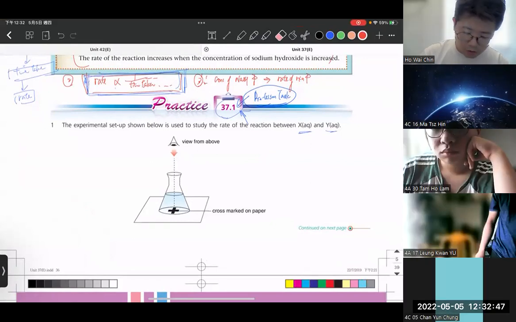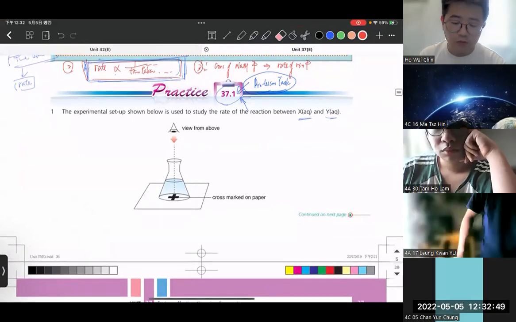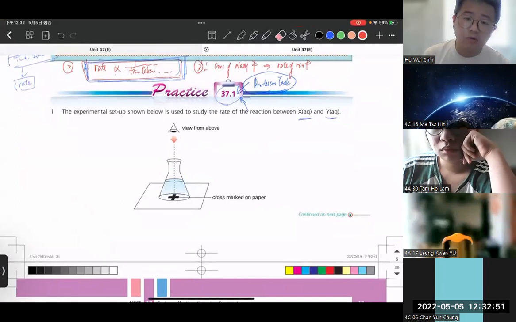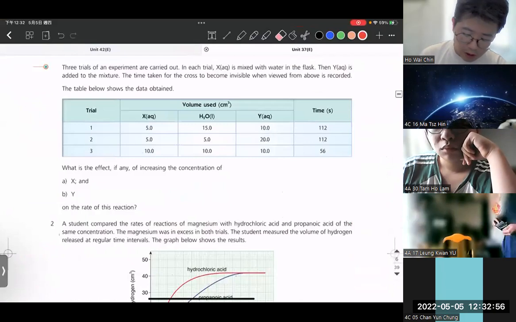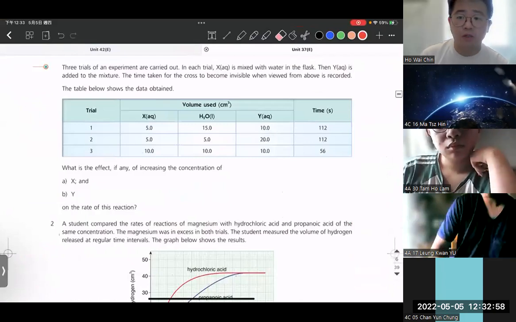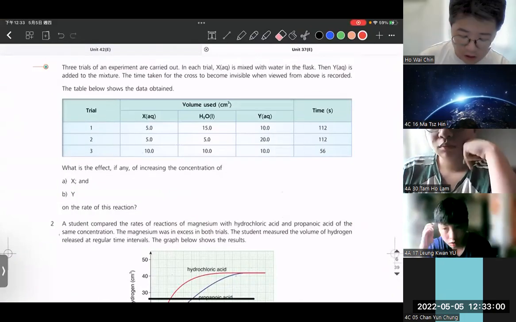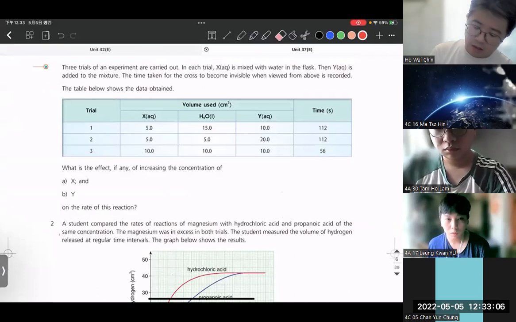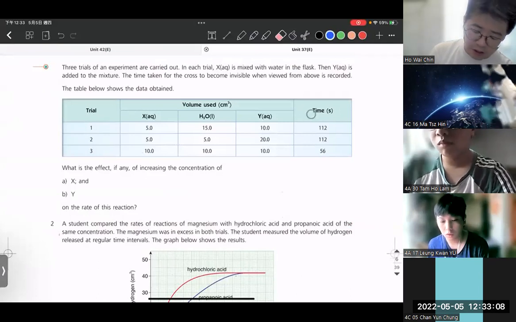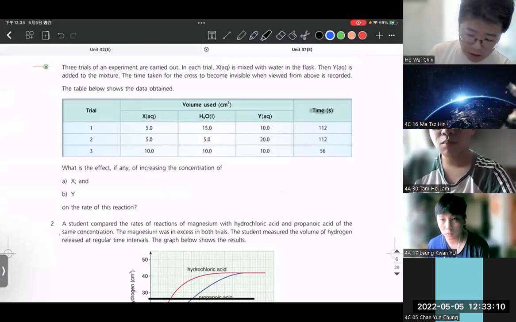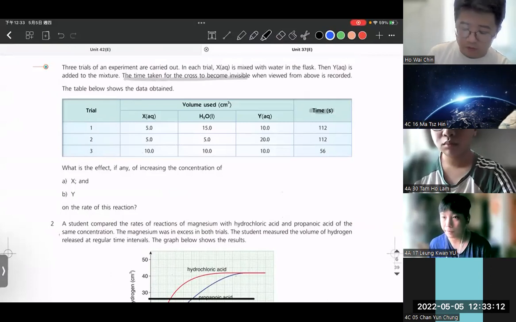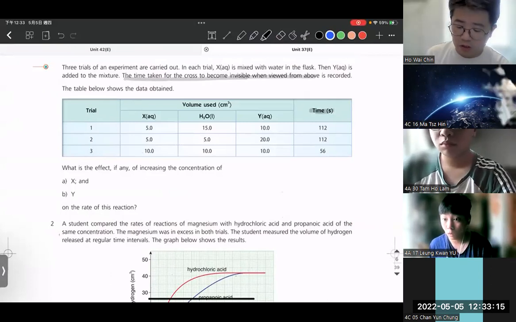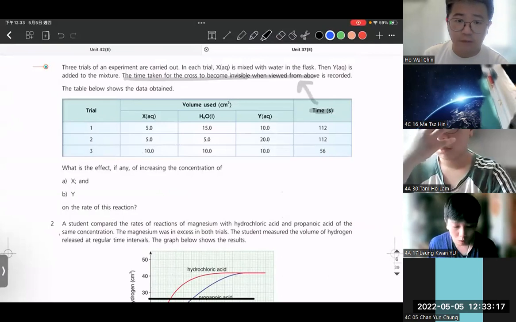So this is the question about studying the rate of reaction between X and Y, with a mark cross below the conical flask. The student has attempted 3 trials, with a different combination of volumes of X, water, and Y. And the time is defined as what? The time taken for the cross to become invisible when viewed from above. Okay, so this is the definition of the time.